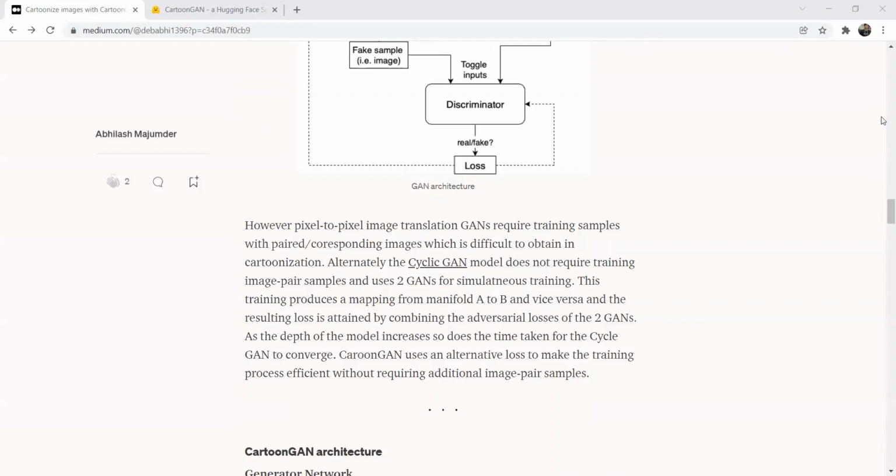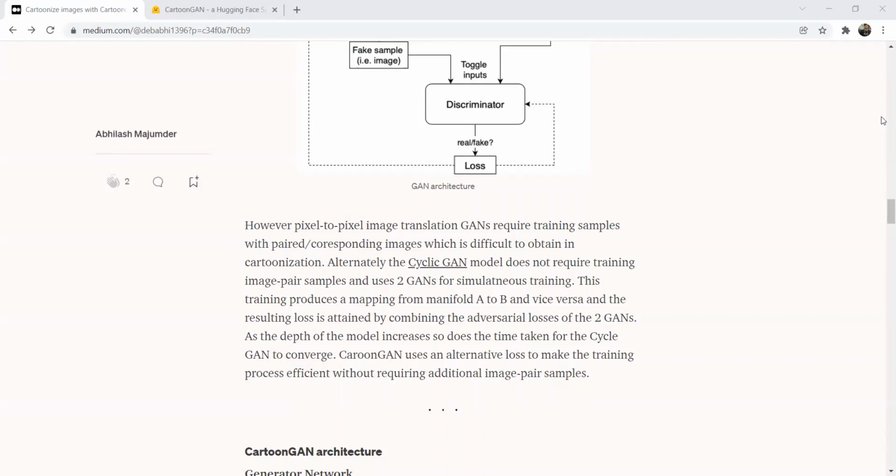So alternatively, we have the CycleGAN model, which does not require training on image pairs. Rather, we just provide a sample set of, let's say, a manifold domain, and we provide the real world domain images, and we use the two GANs for simultaneous training without providing correct labels to them. This allows robustness because we are explicitly not labeling which picture belongs to which one. This training produces a mapping between different manifolds, that is A to B. Let's say A stands for our real world images and B our cartoon images, and vice versa. The resulting loss is attained by combining the adversarial losses of the two GANs.